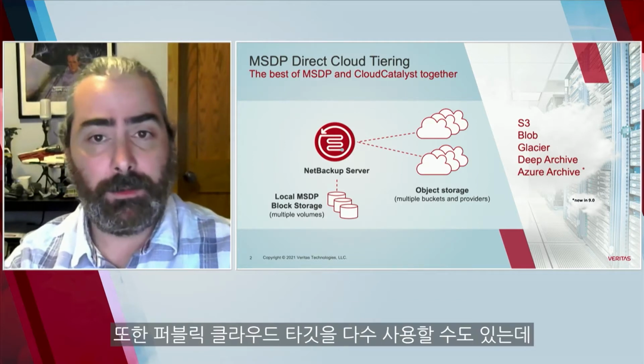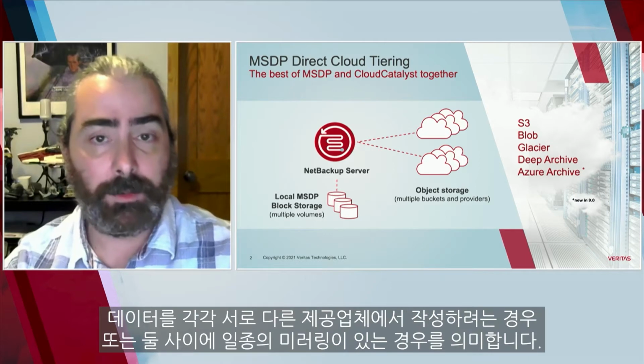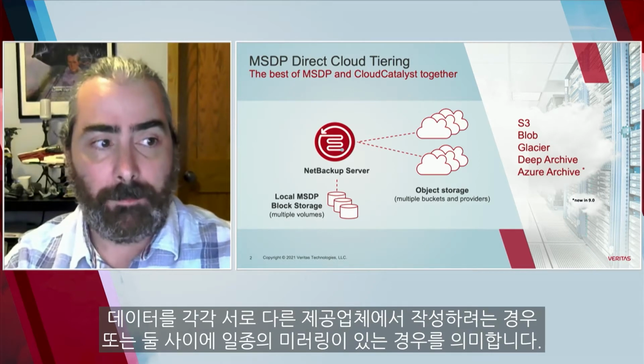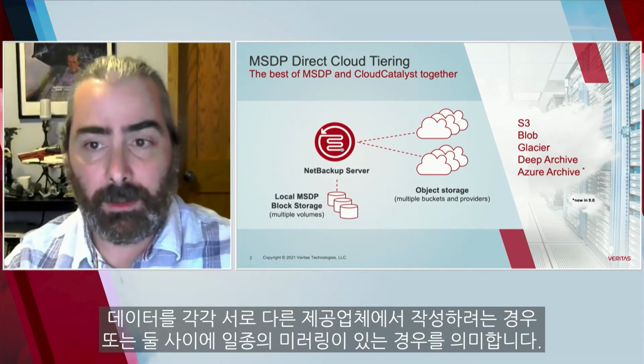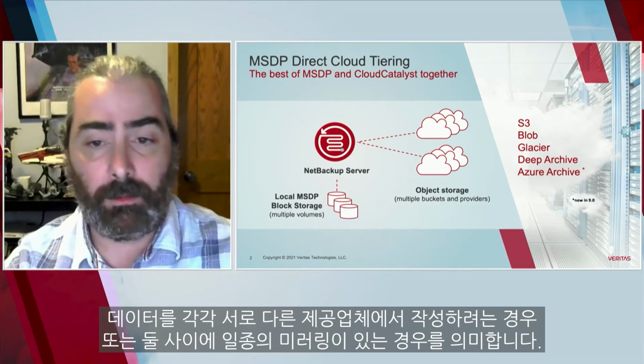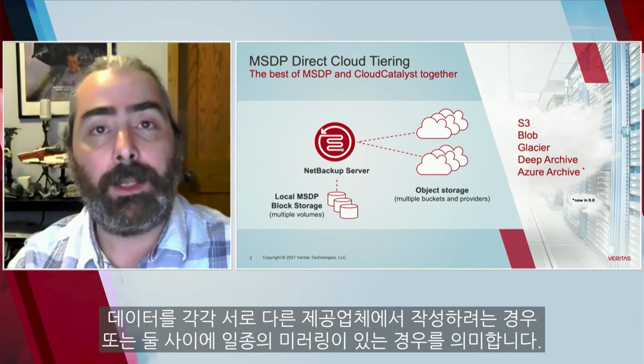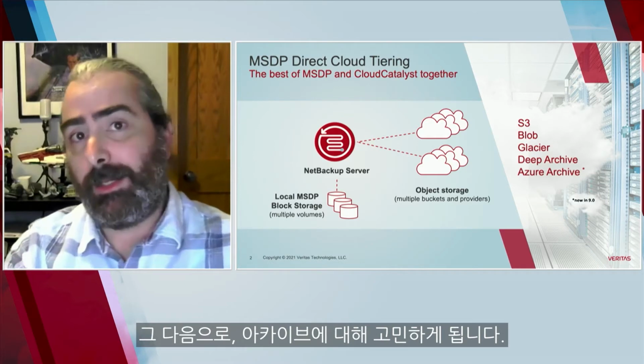You can also use multiple public cloud targets, which means that if I want to write to one provider for some data, but a different provider for another set of data, or maybe mirror the two between them, I can do that. And then when you get to the idea of archive, right?